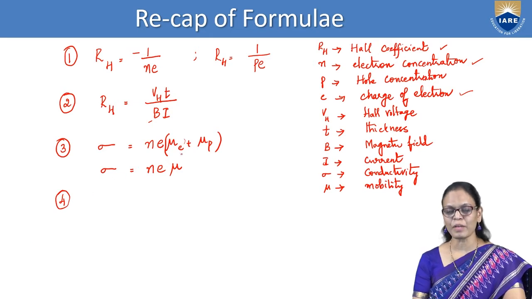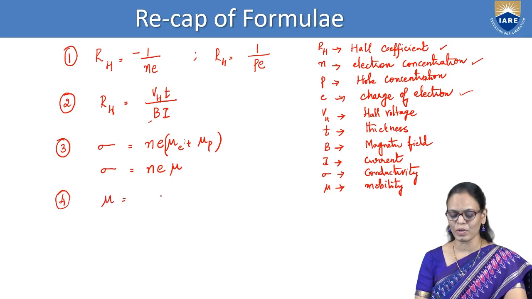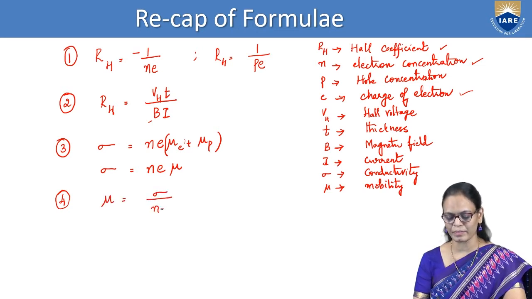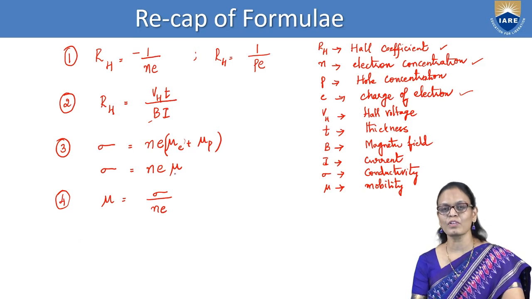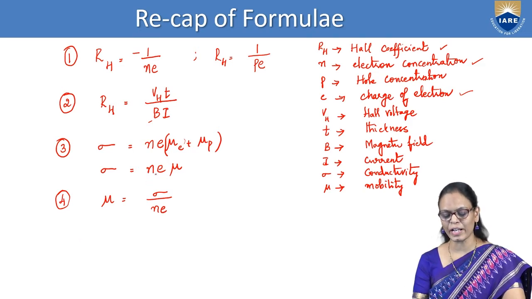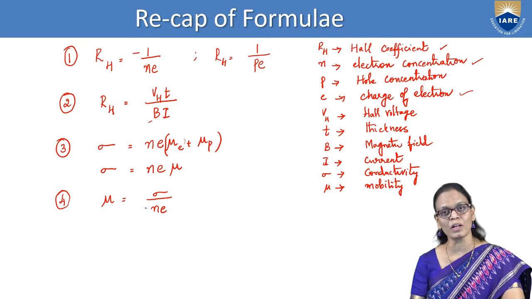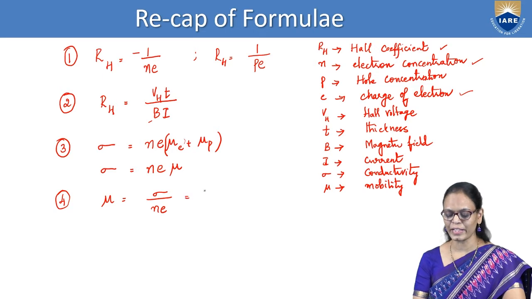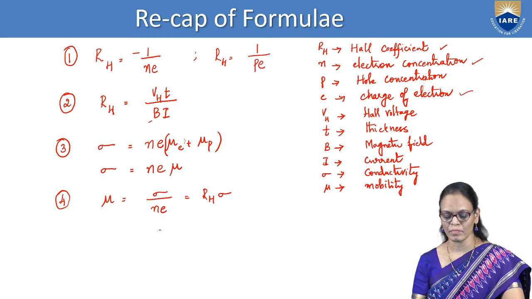Then from the same formula, if we have to calculate the mobility, mu will be equal to sigma upon Ne, because we want to find mu. So we take Ne onto the other side. Suppose N and E are not given. We know the Hall coefficient, and RH is equal to 1 upon Ne. So we can write mu is equal to RH into sigma. We can calculate mu knowing the values of conductivity and Hall coefficient also.